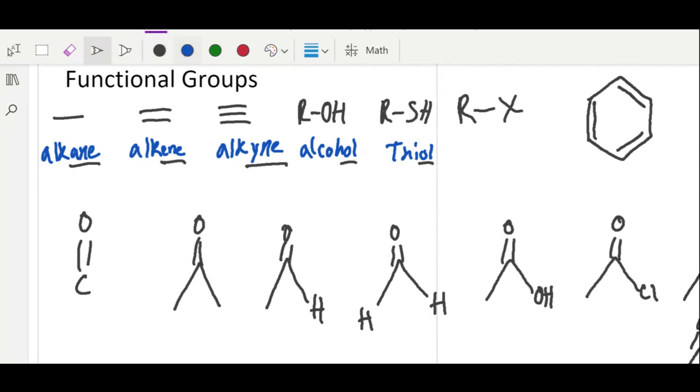Okay, now X, take a guess what it means before I read it. And if you guessed halogen, you are perfectly correct. Any X represents any of the halogens, which is fluorine, chlorine, bromine, iodine. Those are the major four. Okay, and I would hope you guys know what this means. It's a benzene ring.